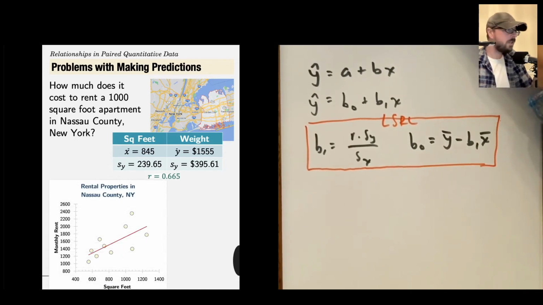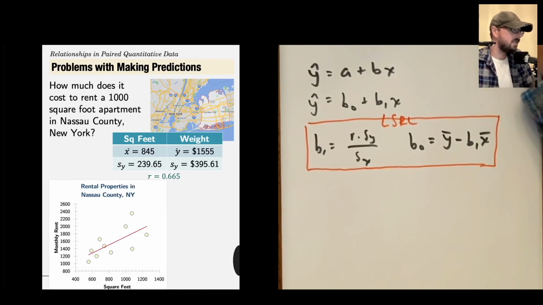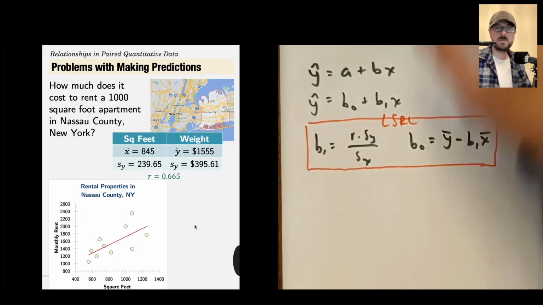So all this was based on this set of data right here, where we have the scatter plot, and you can see that moderate association. And here's the equation of the least squares regression line. If we go to 1,000 square feet for an apartment, we can eye it up across here, and it looks like maybe around $1,700 or so a month for a 1,000 square foot apartment.